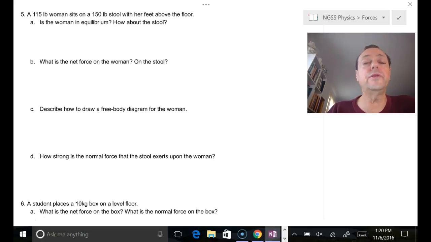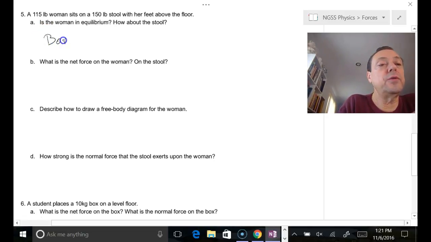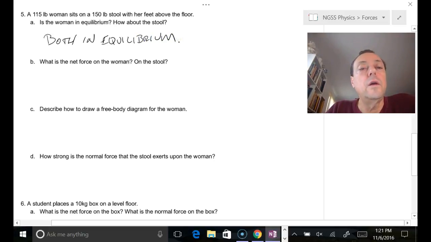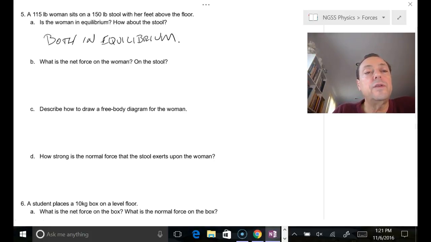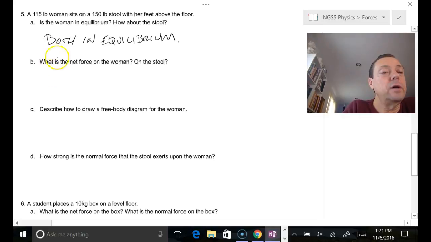Likely the stool, since it's wedged between her and the floor, is not changing its motion either, so we're going to say that is also in equilibrium. So I'm going to say both in equilibrium. What is the net force on the woman and on the stool? Well, if something is in equilibrium, the net force is equal to 0.